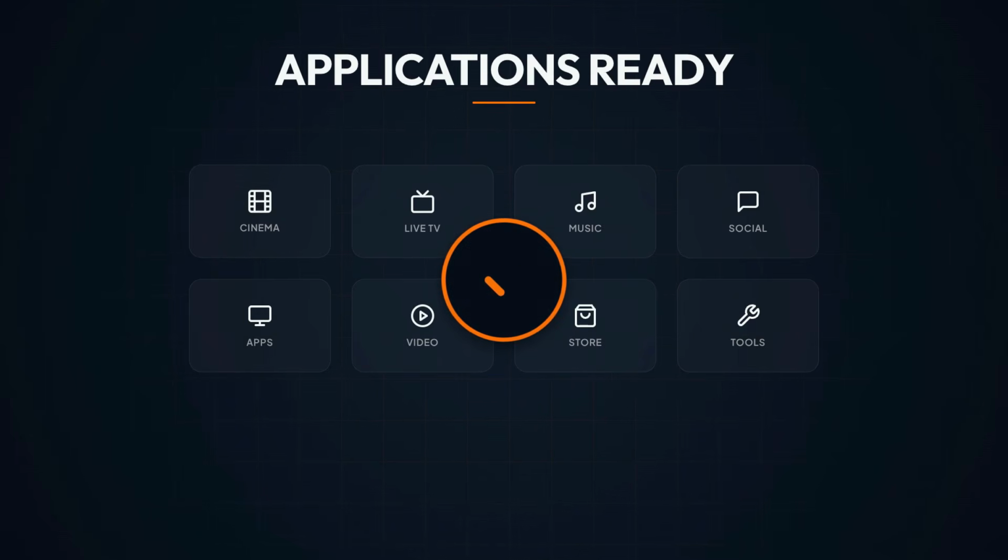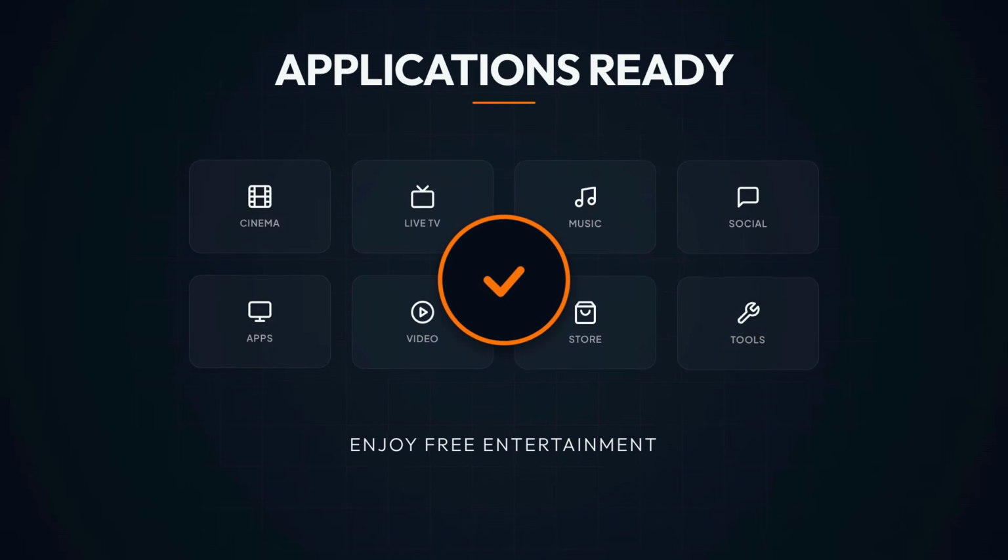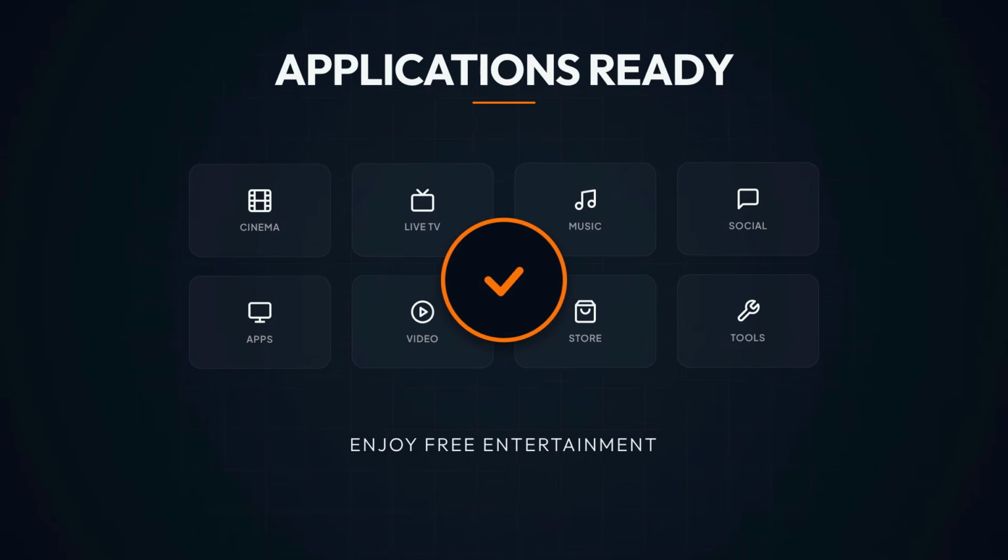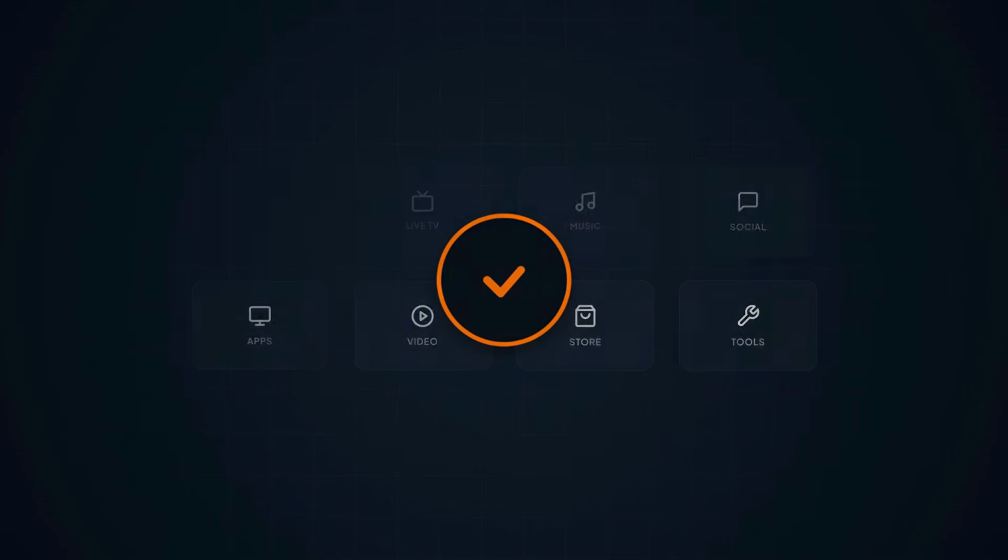Open the VPN app, click the center button to connect, and let it run quietly in the background to encrypt your data. All your new applications are ready. Navigate to the end of your app section, open your newly configured media center, and enjoy free entertainment.